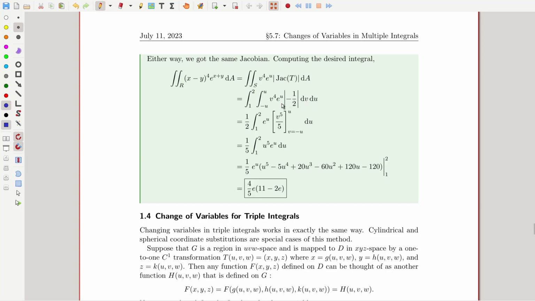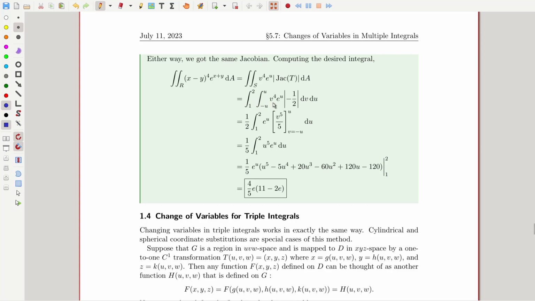What we can do to simplify the integration is this function e to the u is treated as constant with respect to this integration by v. So you can imagine pulling this factor. This is like a multiplicative factor for the integration by v. So we can pull it out of this integral.